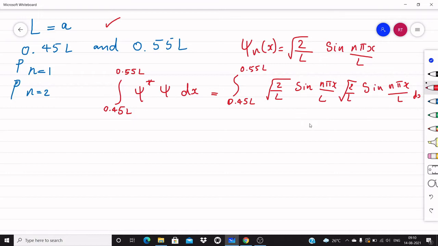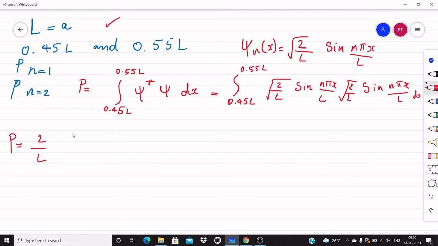Okay, now constant can be taken outside. Let me write constant 2 by L outside, because we have the square root of 2 by L squared. So 2 by L is taken outside. This is the general case of probability. We haven't mentioned whether we are calculating n equal to 1 or n equal to 2. So this is the general value of probability.